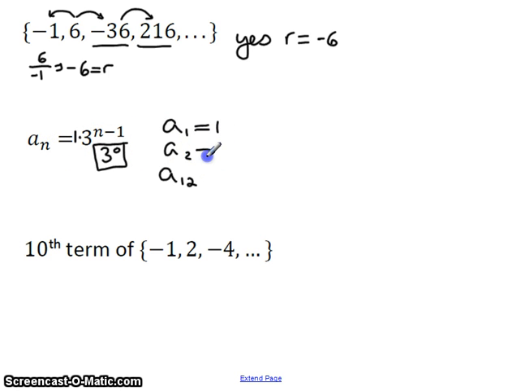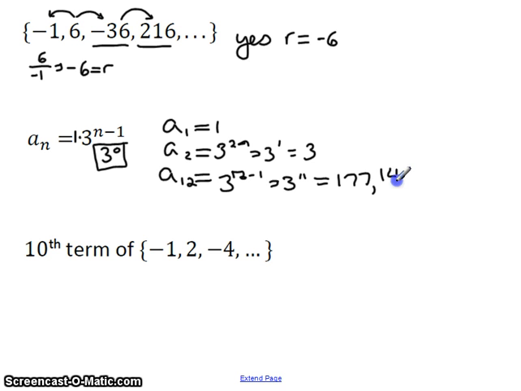a sub 2 comes from just putting 2 into here. So this is going to be 3 to the 2 minus 1, which is 3 to the 1 power, which is just 3. a sub 12, we're going to jump all the way to 12, is going to be 3 to the 12 minus 1 power, which is 3 to the 11th power, which is a pretty big number of 177,147.